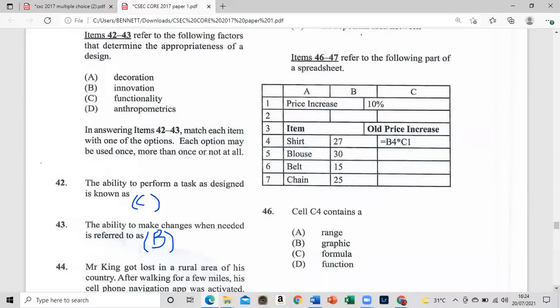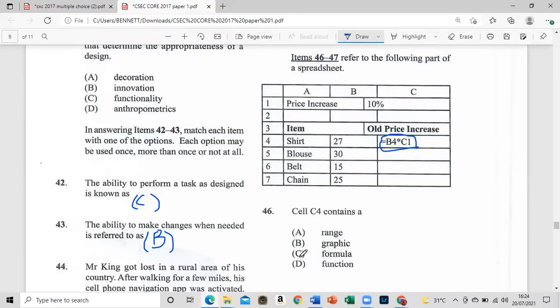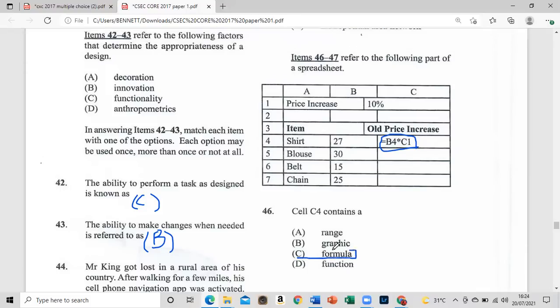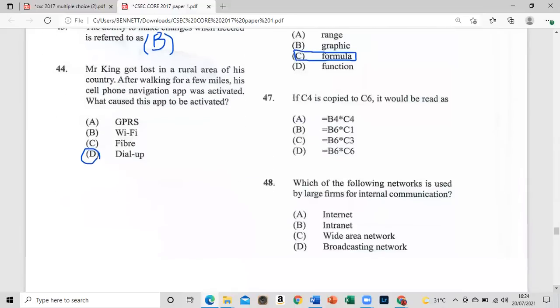So 46, cell C4 contains, you know, like that, C4. So like a bomb. So C4, is it A, says this right here? Is it the range? Is it the graphic? Is it the formula or the function? So it's basically the formula. We cut and come back with it. So it's the formula, guys. So let's move on to 47.